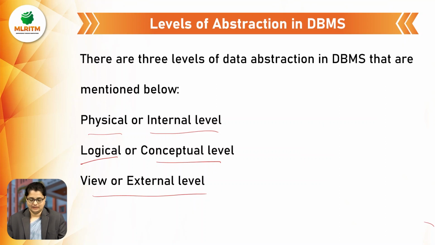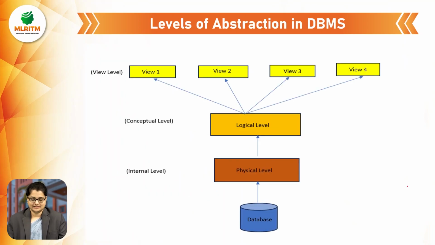We can call them either way. The first one is the physical level or internal level. The second one is the conceptual level or logical level. And the third one is the view level or external level. Let's take these three levels in detail. So this is the structure of levels of abstraction in DBMS.